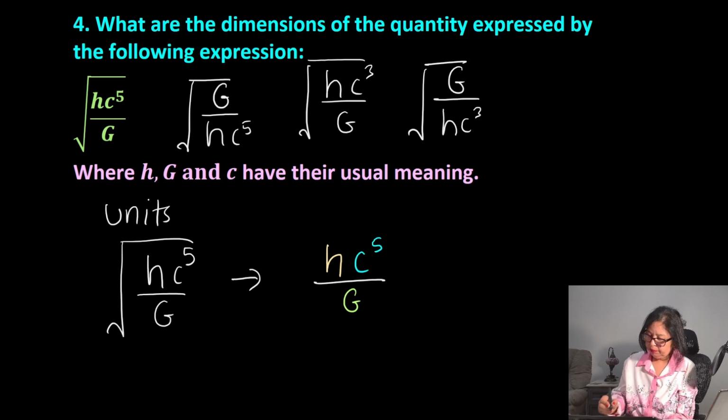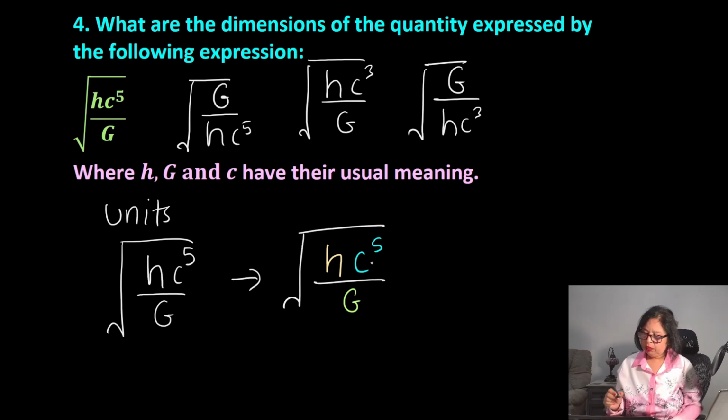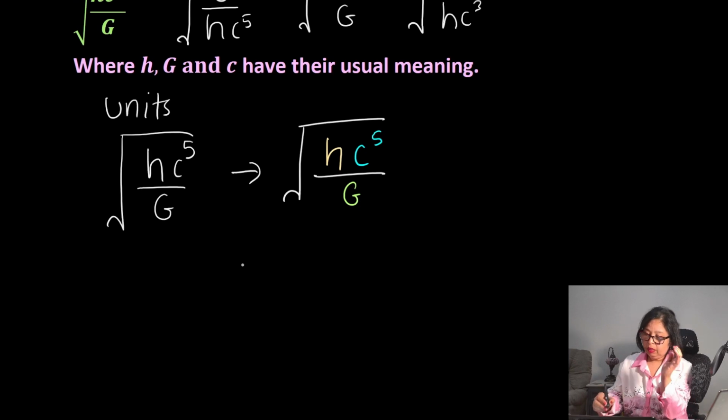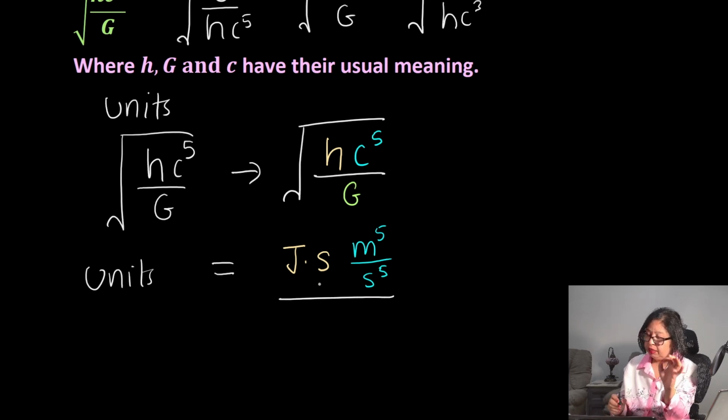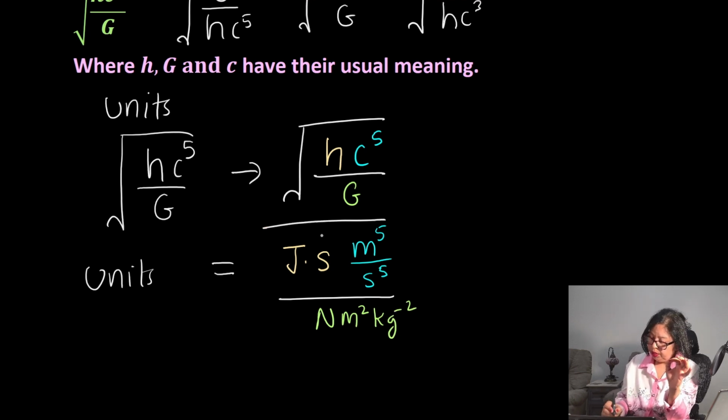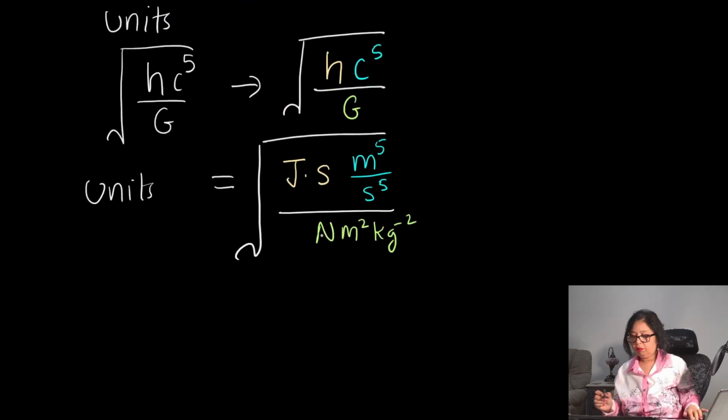Let me write this again, h times c to the power 5 over g. Now we'll color code it to keep track of what I'm writing. This is equal to, writing in terms of units, the unit of h is joules times seconds. C to the power 5. C is speed. Speed is always meters over seconds, so meters to the power 5 over seconds to the power 5. Divided by G. G is newtons meter square per kilogram squared. Put it under the square root symbol. Now joules.